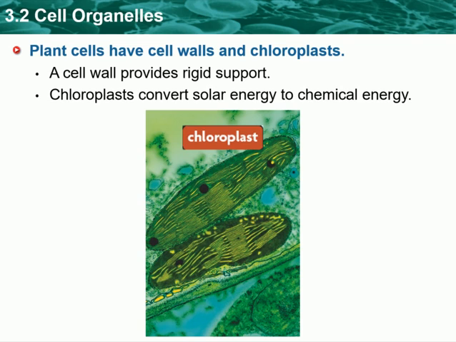Like mitochondria, chloroplasts are highly compartmentalized. They have both an outer membrane and an inner membrane. They also have stacks of disc-shaped sacs within their inner membrane, like the one shown on the screen here. These sacs, called thylakoids, contain chlorophyll, a light-absorbing molecule that gives plants their green color and plays a key role in photosynthesis. Like mitochondria, chloroplasts also have their own ribosomes and DNA.